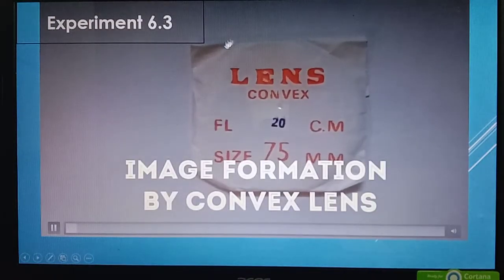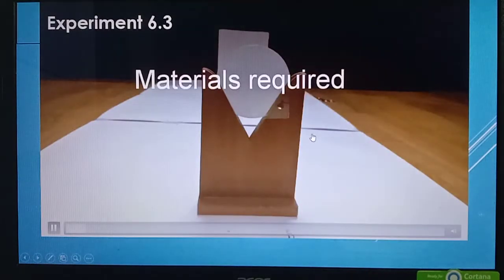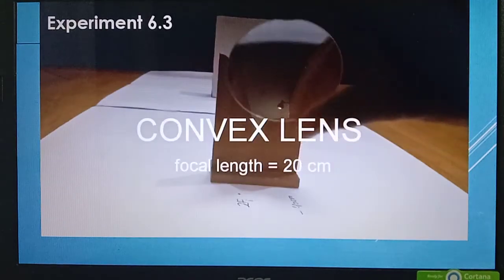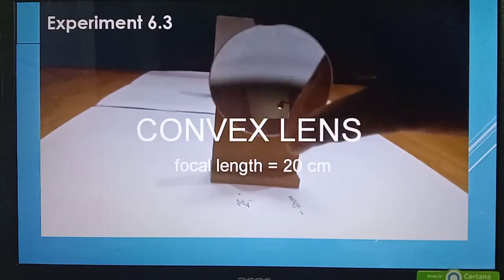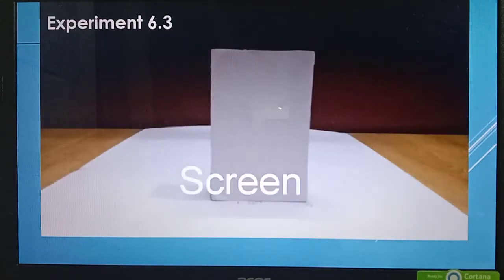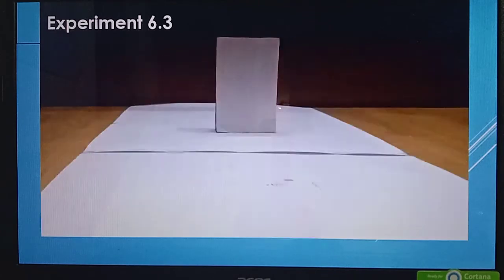In this experiment, use a focal length of 20 cm. Materials required: lens holder, convex lens with focal length 20 cm, screen, and a candle. The flame of the candle will become the object.